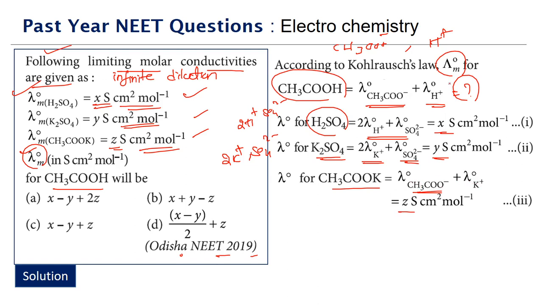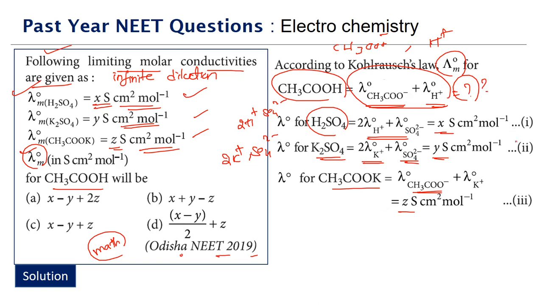Now if you look at what we are trying to get, it is the value of the molar conductivity of acetate ions plus the molar conductivity of the H plus ions. These Kohlrausch law problems are more like math application problems than anything else. We have three equations here, and we have to make a combination of them, through addition, subtraction, suitable factor multiplication, etc., so that we finally find the value of this term, the molar conductivity of acetate ions plus the molar conductivity of the H plus ions.